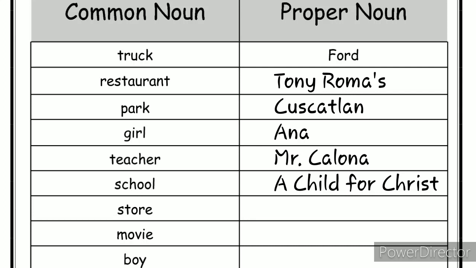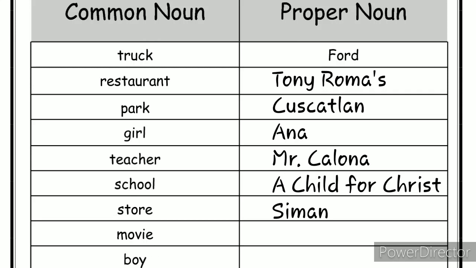Okay, then the next one, we have store. Now with store, we could think of so many stores that we have, like we have so many malls and stores in it. So here we're going to put a famous one in our country that would be Siman as a proper noun. Okay, the next one is movie. Now remember that we have so many types of movies like scary movie, action movie, comedies, etc. So in this case, we're going to put the name of a movie so we could convert it to a proper noun. And let's put The Lion King.